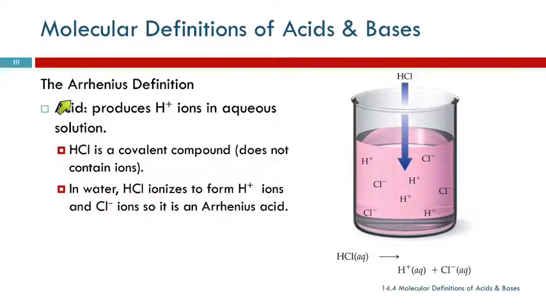So the Arrhenius definition is that an acid produces hydrogen ions in aqueous solution, and that's the definition we've been using. HCl is a molecular compound. It's covalent. It's not an ionic compound, but when you put it into water, it forms ions. So it's an acid. You put HCl into water, and it becomes ionic. It forms ions. We say it's ionized. So the HCl separates into hydrogen ions and chloride ions. That meets the definition of an Arrhenius acid.